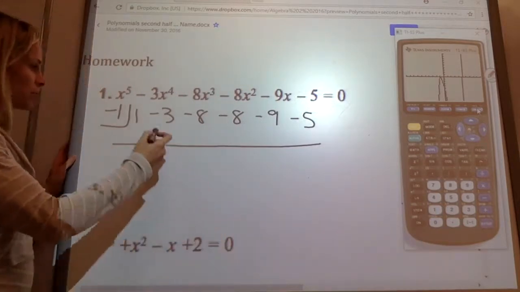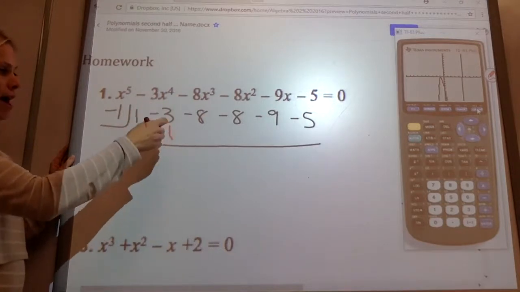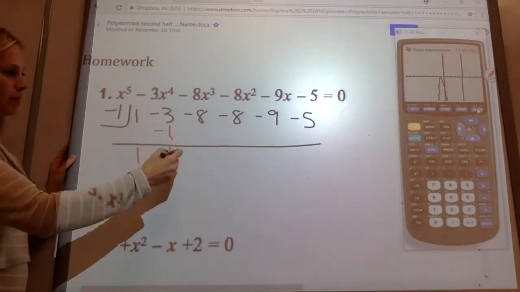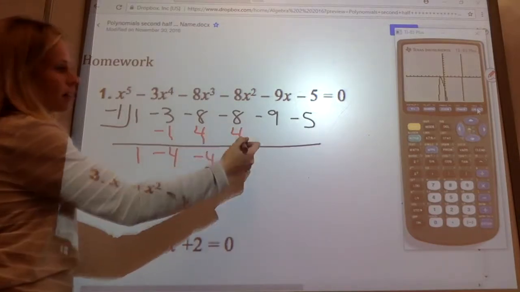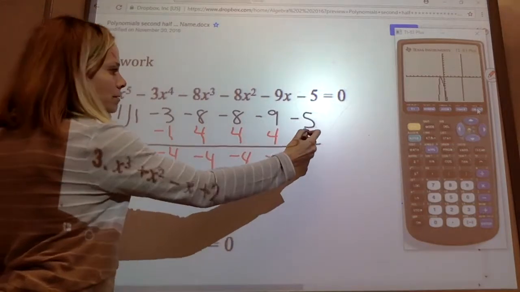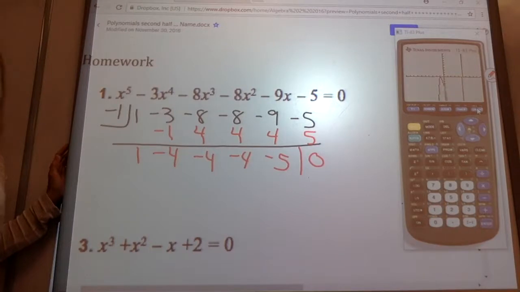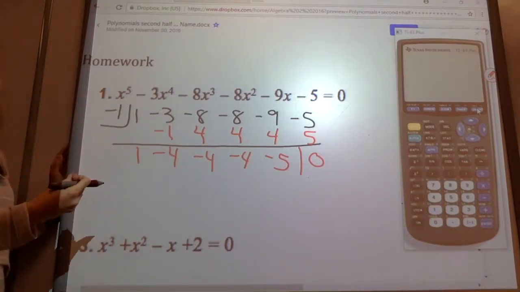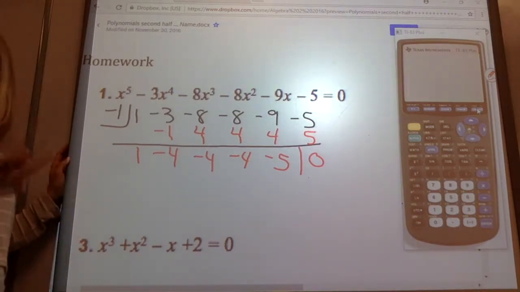Okay. So bring down your first term. 1 times -1, add, multiply, add, multiply, add, multiply, add, multiply, add, and you should get 0 as the remainder. Now, since I'm doing multiple roots, I can just keep doing synthetic division. So what do you want to do the second time? Do you want to do the other -1 or do you want to do 5?